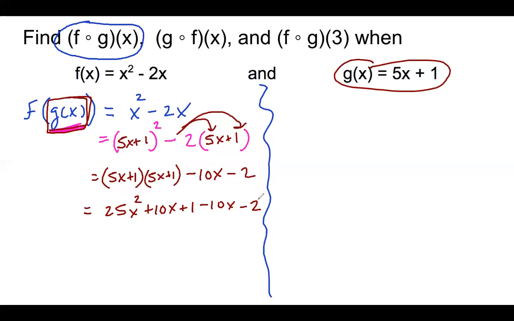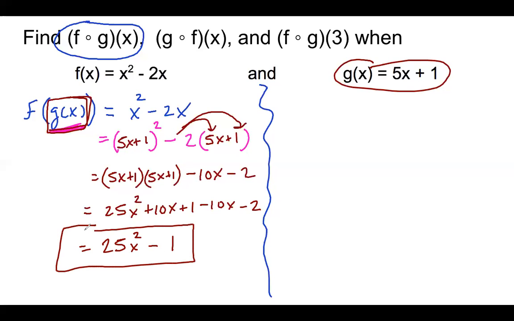Now let's try to combine like terms. The only thing that we have with x squared is just this 25x squared. So I'm going to write down 25x squared. Let's see, we have a plus 10x, and then down yonder we have a minus 10x, those offset. And then we have a plus 1 and a minus 2. 1 minus 2 is negative 1. So that is the result here of taking f and plugging in g of x. Okay?